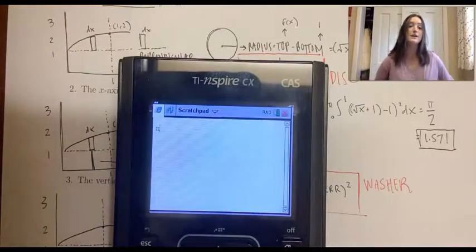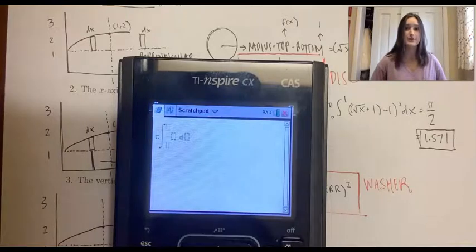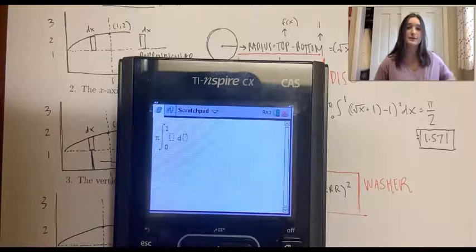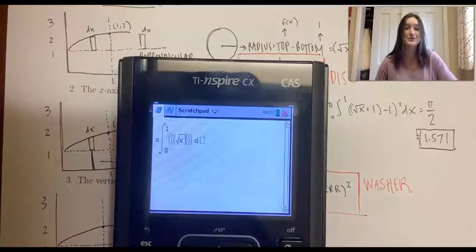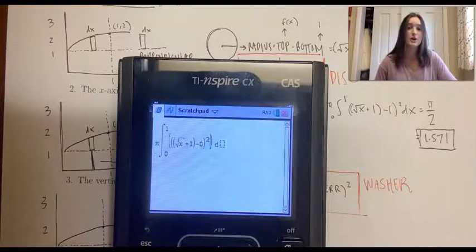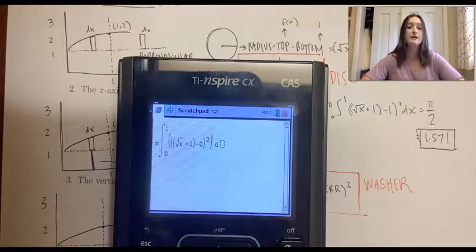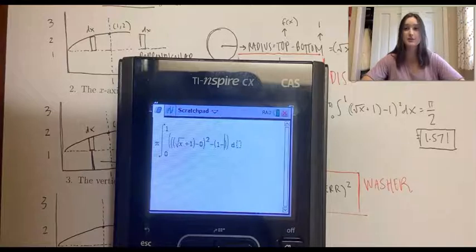Okay, I'm typing this in now using the graph that I was looking at earlier. So I've got pi. I'm going from 0 to 1 because that's where my solid area, that R area, starts and ends. And then I have to use a lot of parentheses here, but try to keep up with those so that you don't get messed up, especially when you're doing things squared. Parentheses are really important. So I'm doing that f of x minus 0, that outer squared, the outer radius, and then I'm going to subtract the inner radius squared.